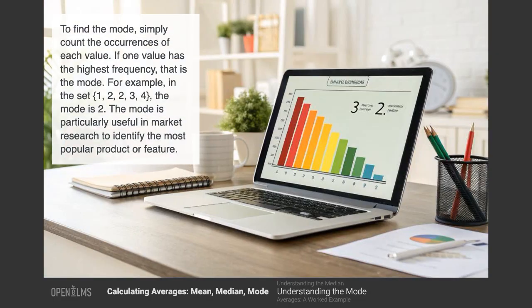To find the mode, simply count the occurrences of each value. If one value has the highest frequency, that is the mode. For example, in the set 1, 2, 2, 3, 4, the mode is 2. The mode is particularly useful in market research to identify the most popular product or feature.